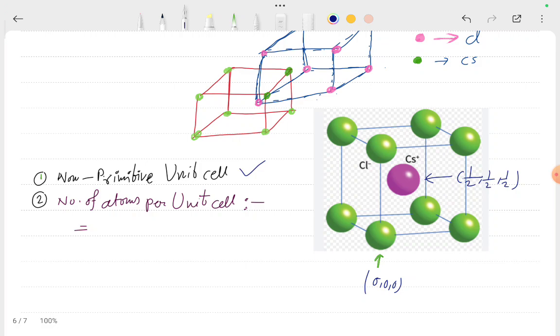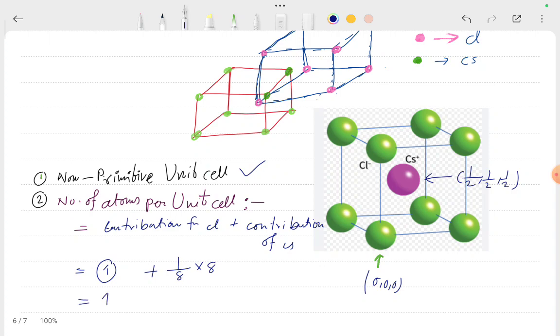Next, we calculate the number of atoms per unit cell. Okay, here also there are two contributions, one for Cl plus one for Cs. So the contribution of Cl is 1, plus the contribution of Cs, which is only at the corner positions. This is because it is a simple cubic, so 1/8 times 8. So this is equal to 1 Cl plus 1 Cs atom. Yeah, that's fine.